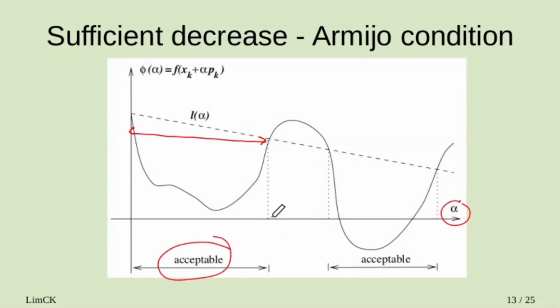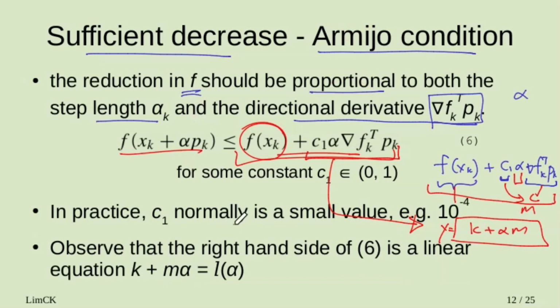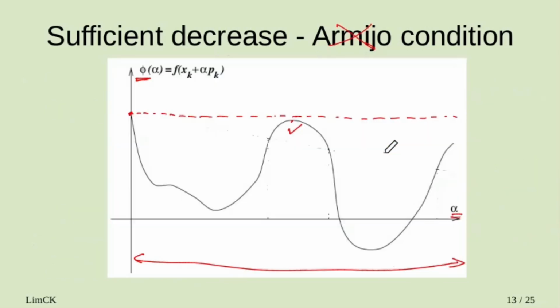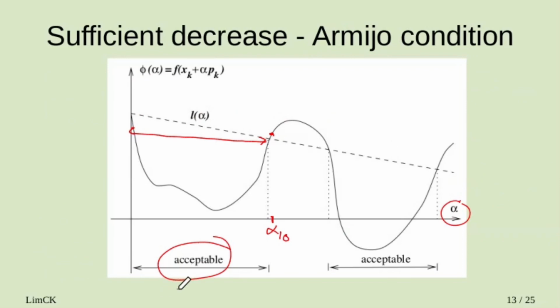When we choose alpha here, let's say alpha 10, just the number 10, the cost function is this value, not the reduction. But this value is higher than the linear equation that we have here, so this is an alpha that we cannot choose. This is the step length that we can choose.